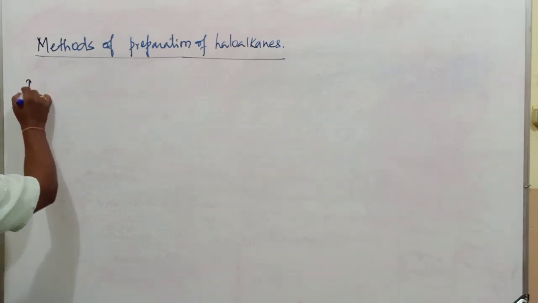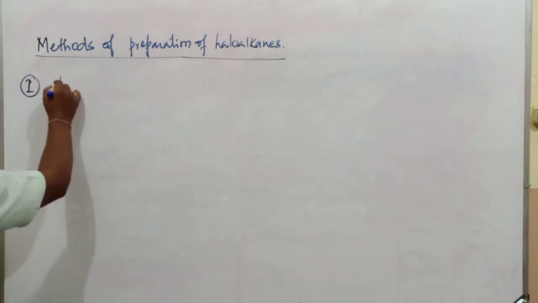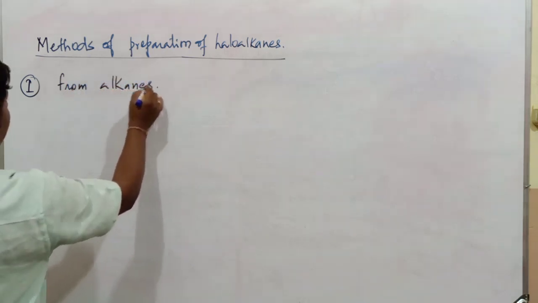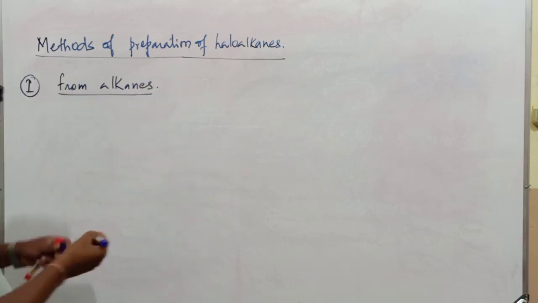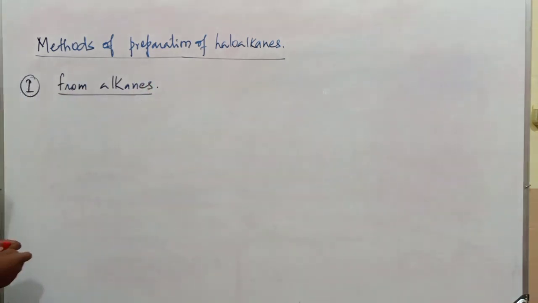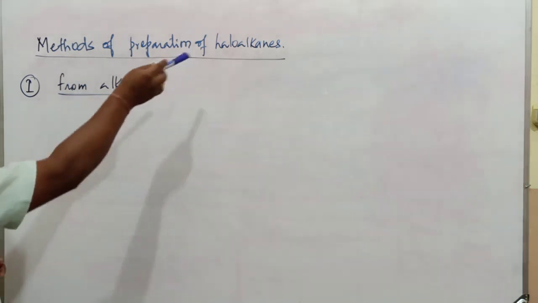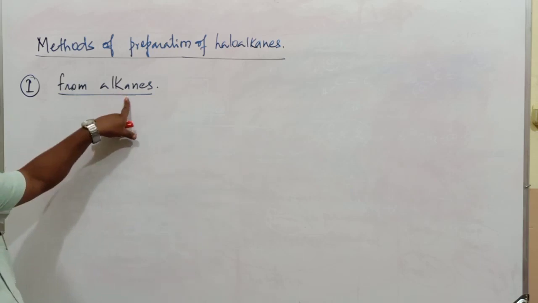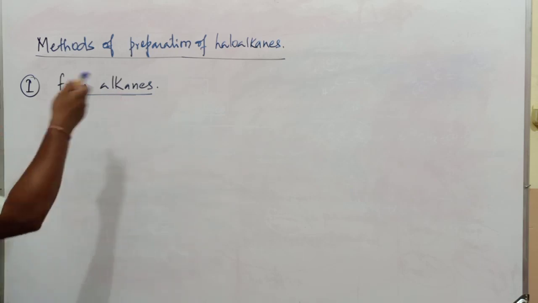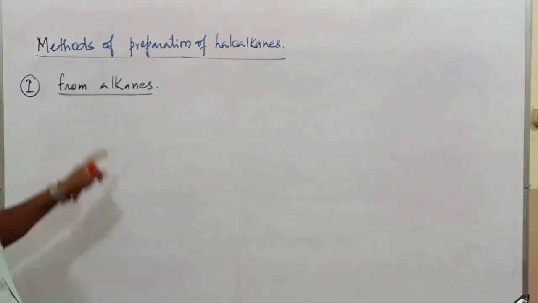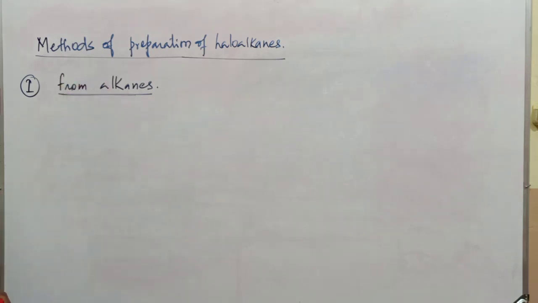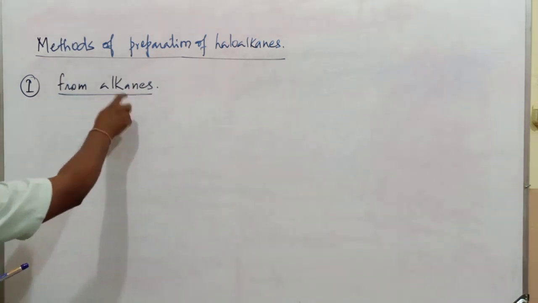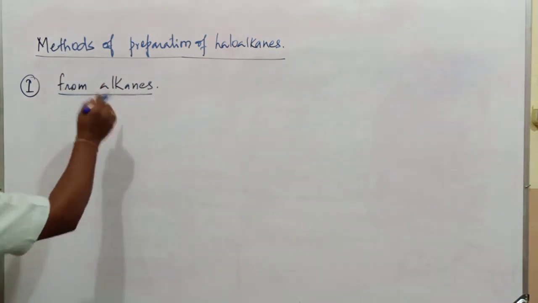First we start with very simple compounds, that is, from alkanes. Alkanes are converted into haloalkanes. Yesterday in the introduction class I mentioned clearly that haloalkanes are derivatives of alkanes. If one or more hydrogen atoms of alkanes are replaced by halogen atoms, they form monohalo, dihalo, trihalo as well as tetrahalo derivatives. So it is possible to prepare a number of haloalkane compounds from alkanes as the starting compound.